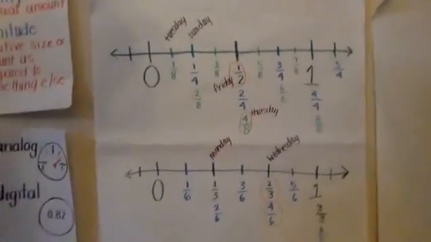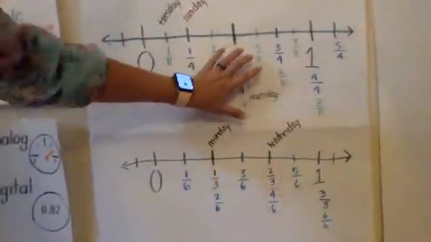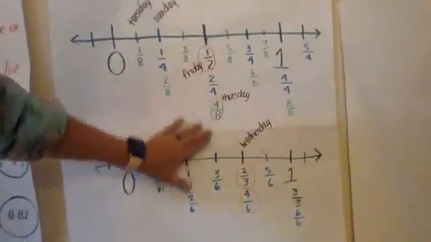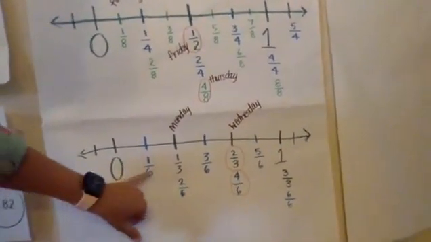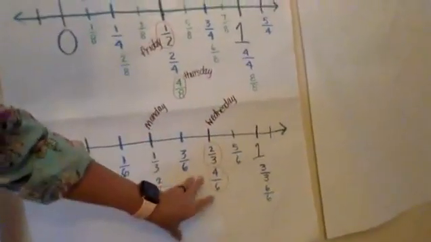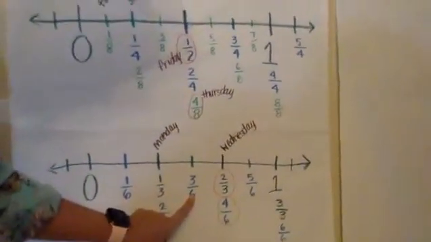I also related it to what we did last week with the rain totals. And I can do this. We made a double number line. And you can see here, halfway on the number line that's decomposed into halves, fourths, and eighths. Halfway on the number line that's decomposed into thirds and sixths is 3/6. Can you see that? So that's how we know.